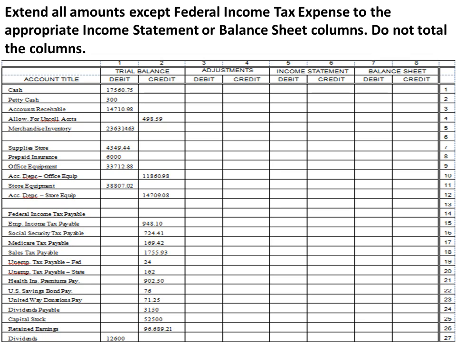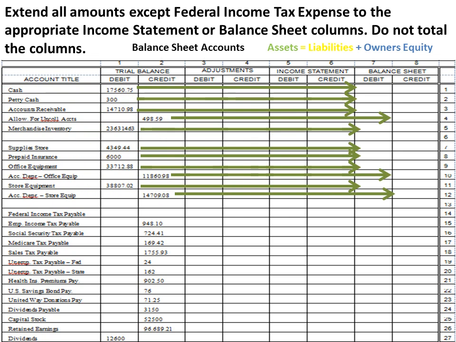So let's quickly go through. First thing we want to do is extend all the amounts, except, once again, keyword, except federal income tax expense, to the appropriate income statement and balance sheet columns. Do not total the columns yet. Here you have the income statement and balance sheet accounts. Remember what goes into the balance sheet accounts: assets equals liabilities plus owner's equity, or basically yellow and blue make green. So I put all the green arrows there, and I brought them over to their columns.